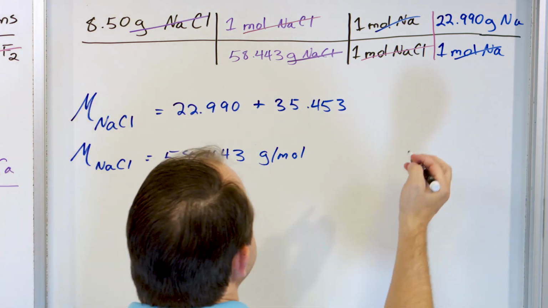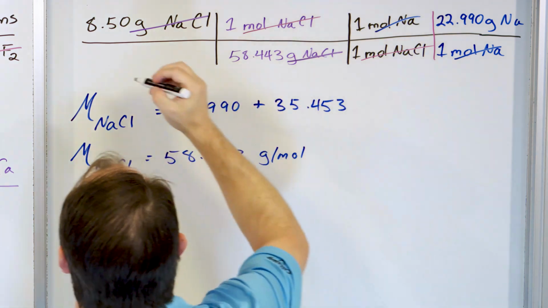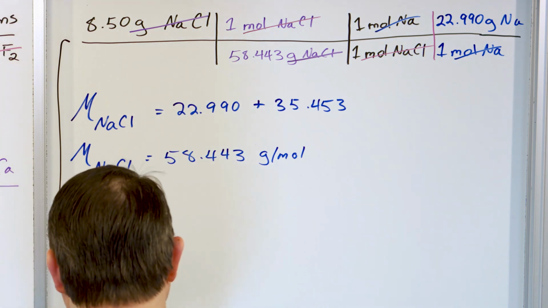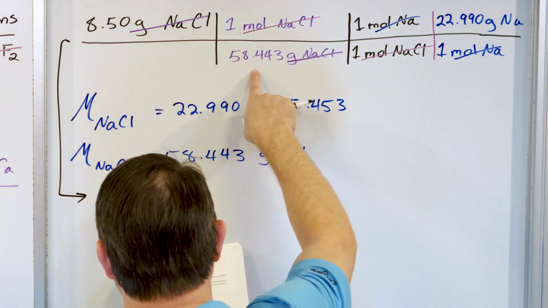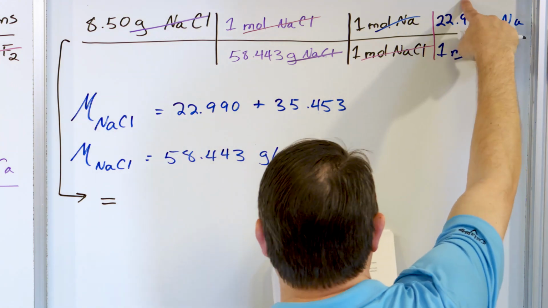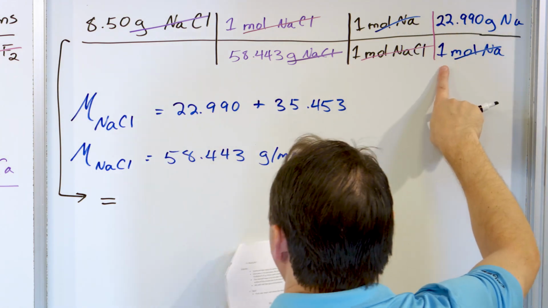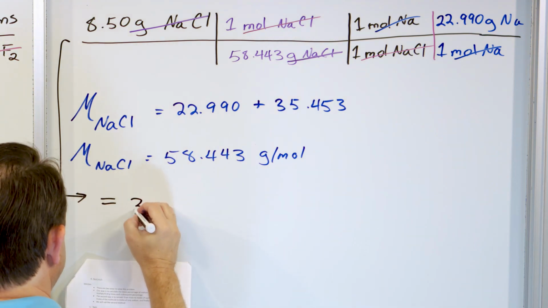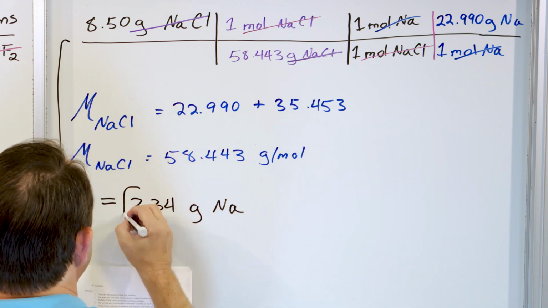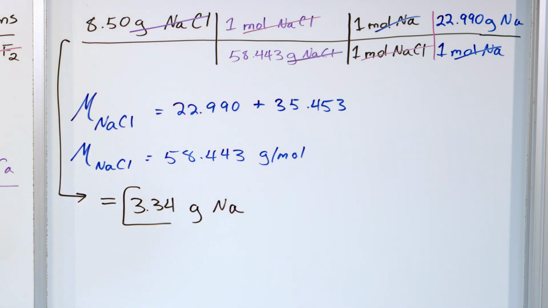So then what you say is, I guess you could just kind of come down here and finish the calculation and take 8.5 and then times 1 divided by 58.443 times 1 divided by 1 times 22.990 and then divide by 1. And the answer you're going to get is 3.34 grams of sodium atoms. And that's the final answer.